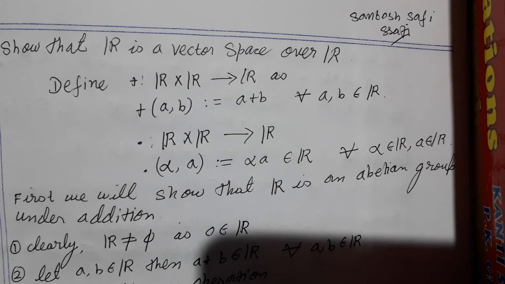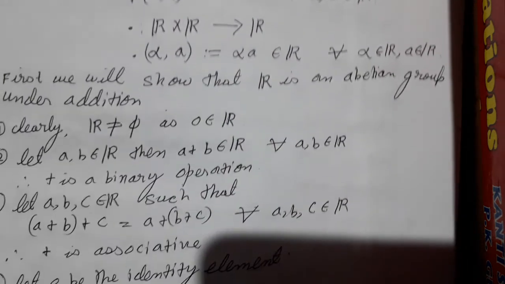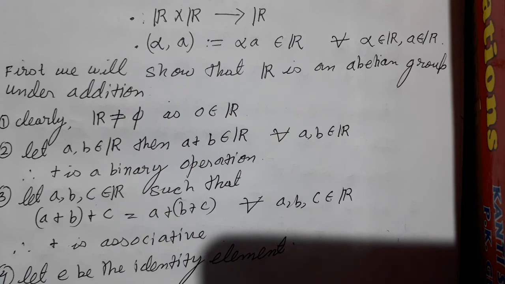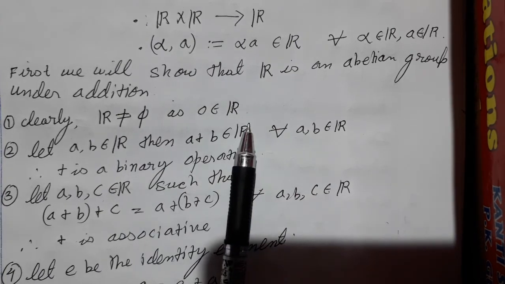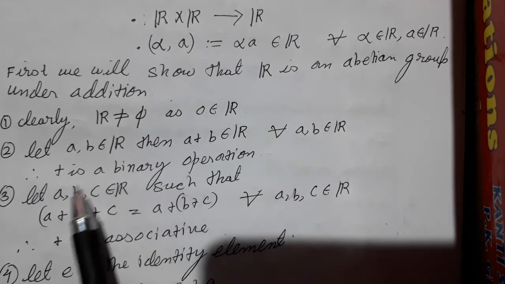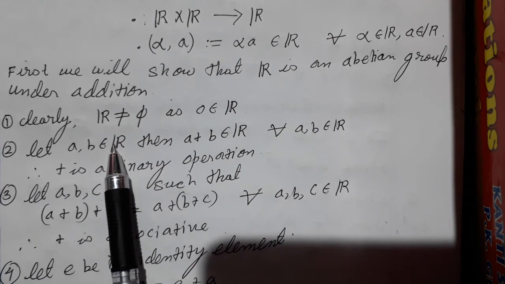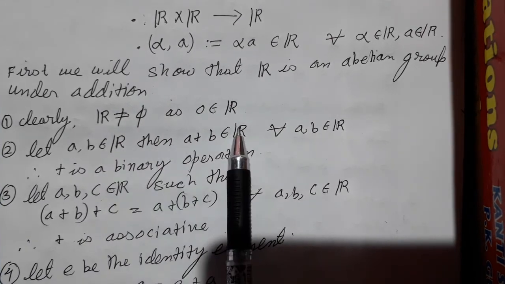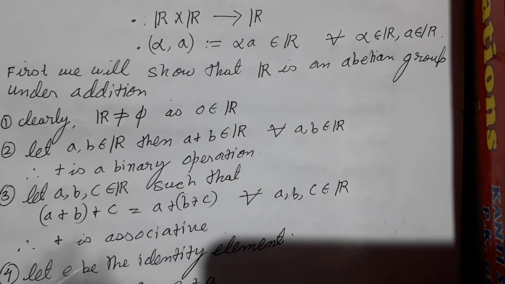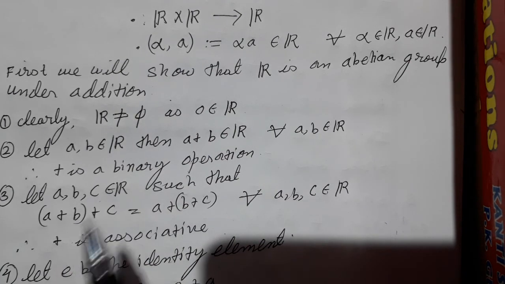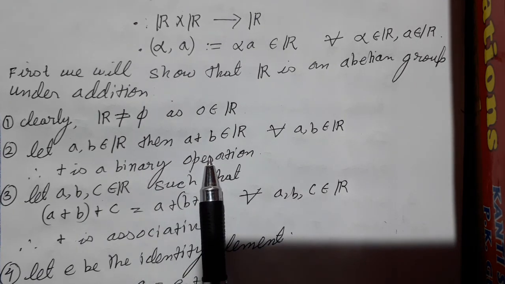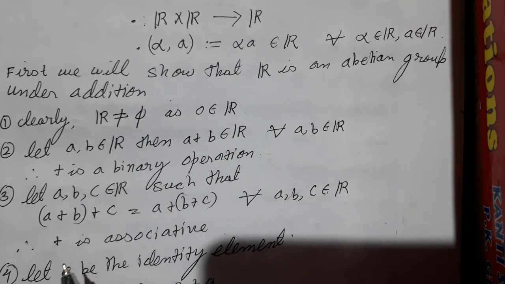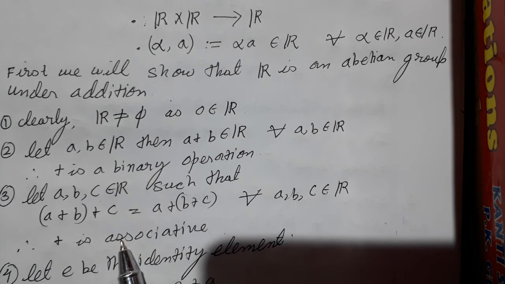So first of all, we have to prove that it is an abelian group. Let us prove that R is an abelian group under addition. Here R is not empty, because 0 belongs to R, and we can now try to show it is a binary operation. If you take two real numbers, then a plus b also belongs to the reals, because the sum of two real numbers is always a real number. So this shows that plus is a binary operation, and we know that addition of real numbers is always associative.